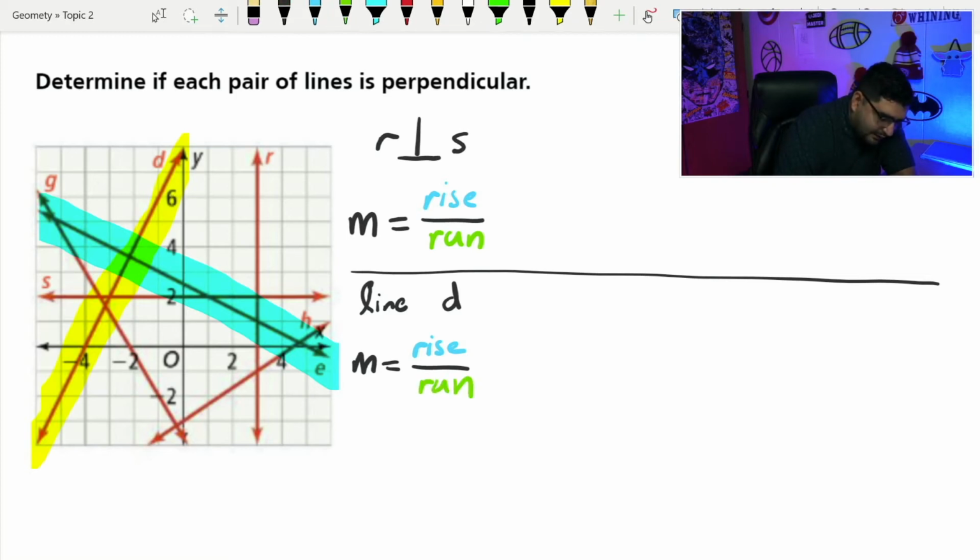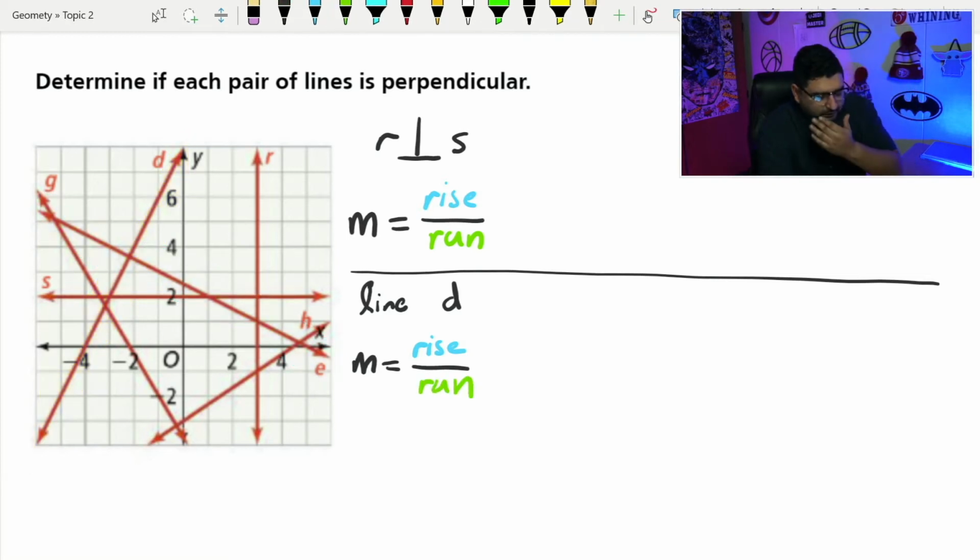So I'm going to go ahead and unhighlight them, and what we're going to do is pick 2 points on line D. It doesn't matter which 2 points those are, it can be any point. So I'm going to choose this one down here, and then I'll choose this one right here where it looks like a few lines are intersecting each other.